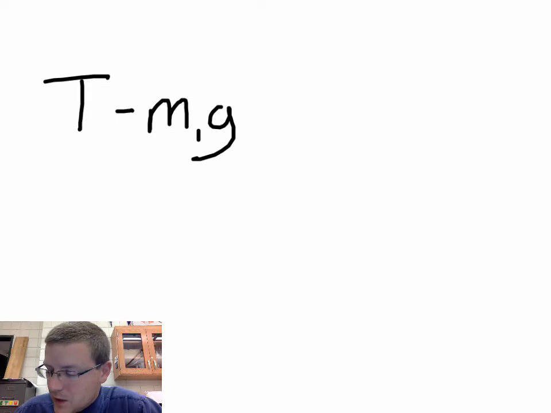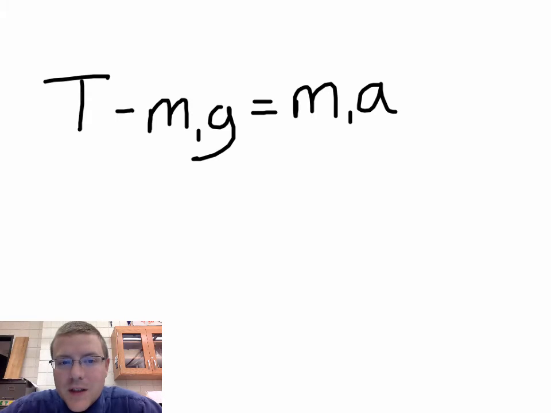For mass 1, if I was going to write the forces, I would say T is my tension, pulls upward. The force of gravity pulls down on mass 1, so I'm just going to call it M1G. And that's my net force on the first mass. That's going to make mass 1 accelerate. So T minus M1G will equal M1A.